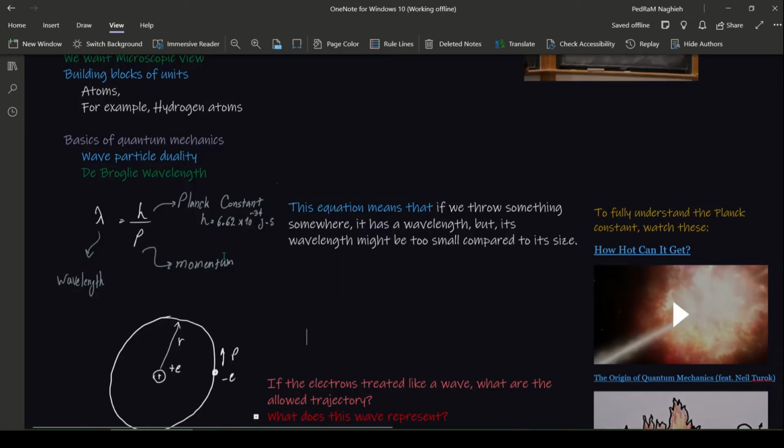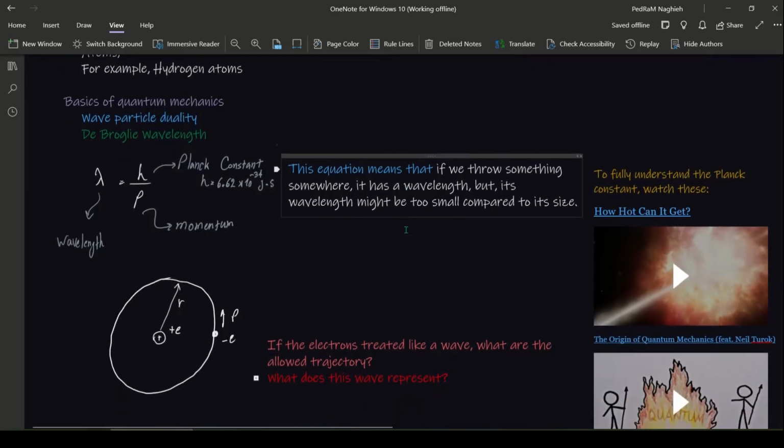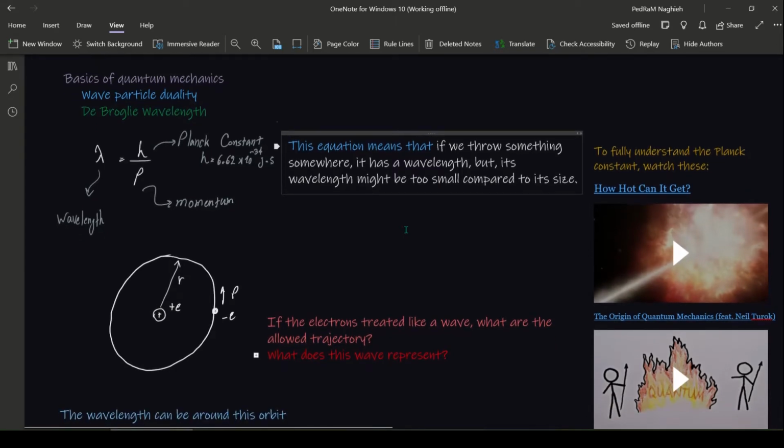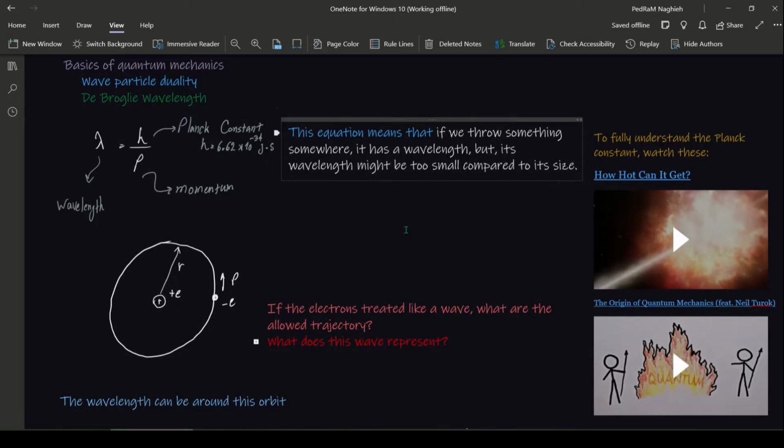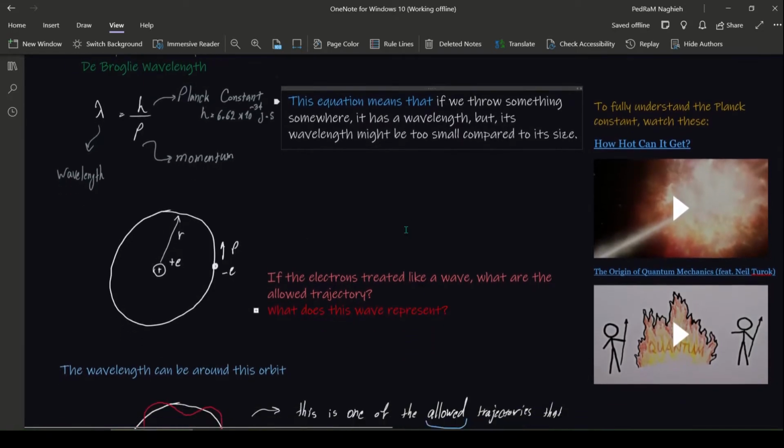So we have this. This equation means that if we throw something somewhere, it has a wavelength, but its wavelength might be too small compared to its size. For example, if you throw a ball at a wall, it has a wavelength, but its wavelength is so much smaller compared to its size that we cannot sense it.